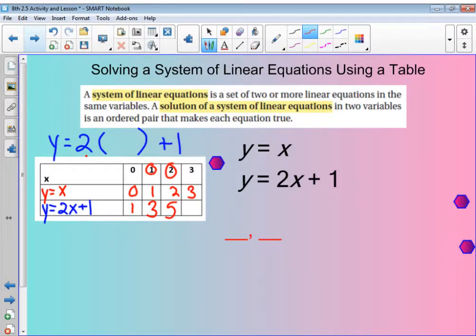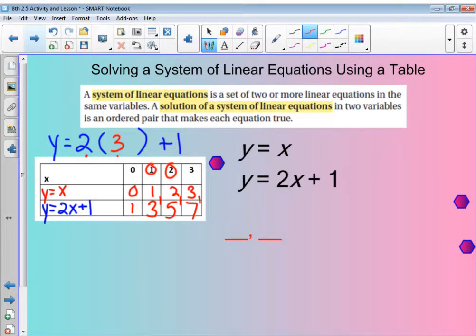And put our 3 in there. 2 times 3 is 6, plus 1 is 7. So as we look at our table, we're going to look to see, do we have anything in our y's? Not the same, not the same, not the same, not the same.